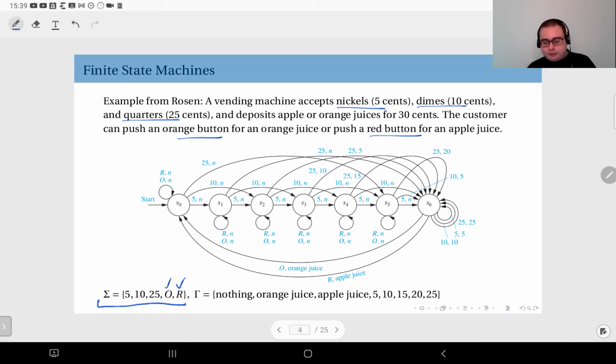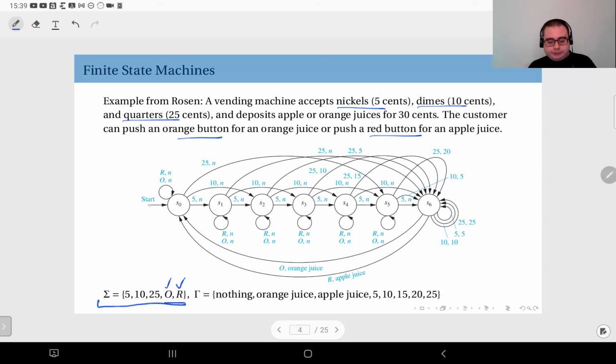And the cost of the juices is 30 cents. And if the user inputs more than 30, you just return the excess amount immediately. And whenever one of the buttons, orange or red, is pressed, you just give out the desired juice.